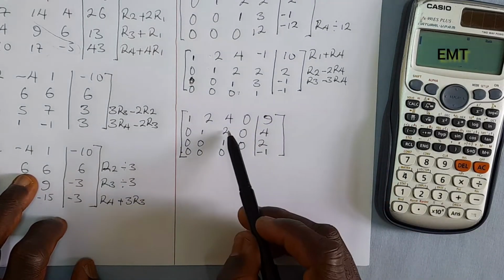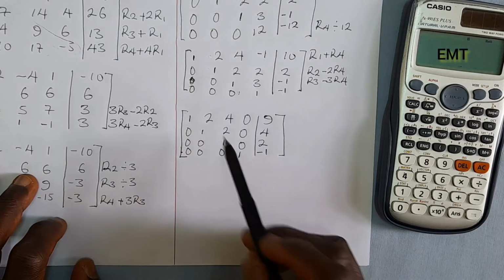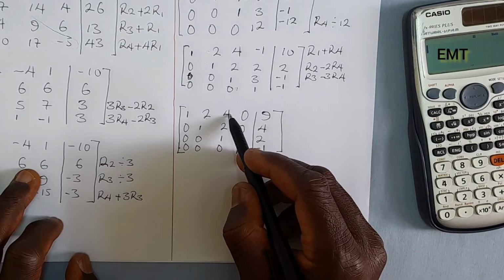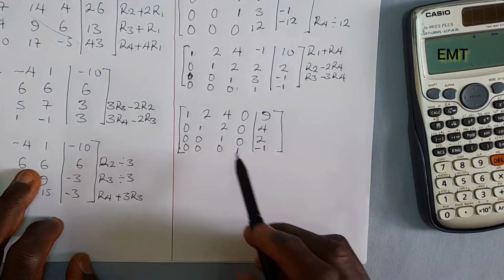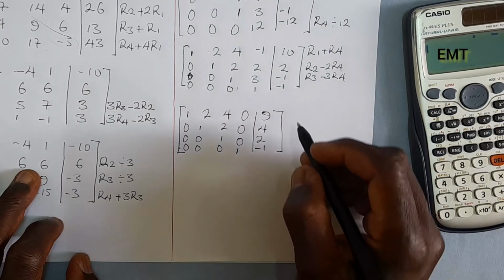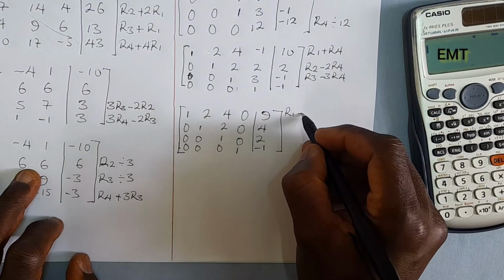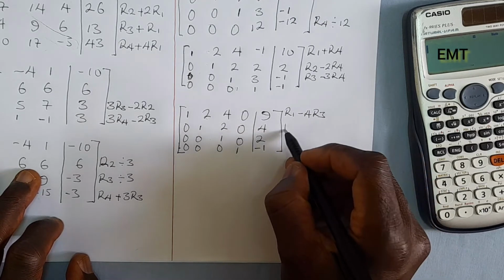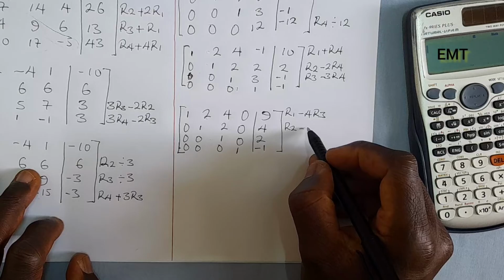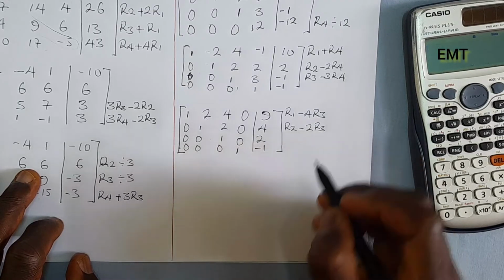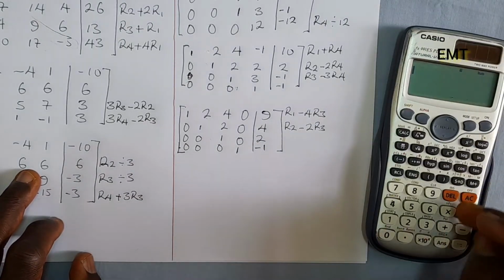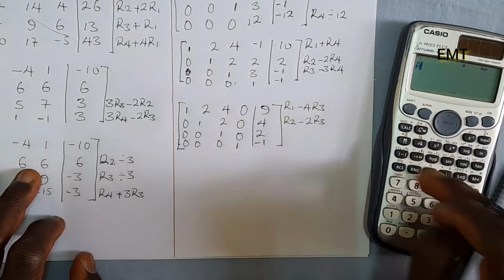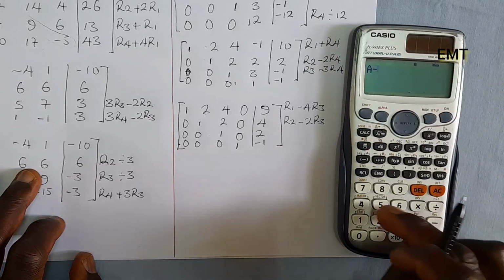So we need also a 0 here, here, and here. So we proceed. We say we are in column 3, so we use also row 3. Now we take row 1 minus 4 row 3. We take row 2 minus 2 row 3. We define it in the calculator. We have A minus 4D.